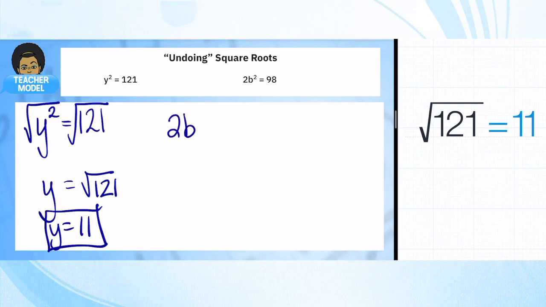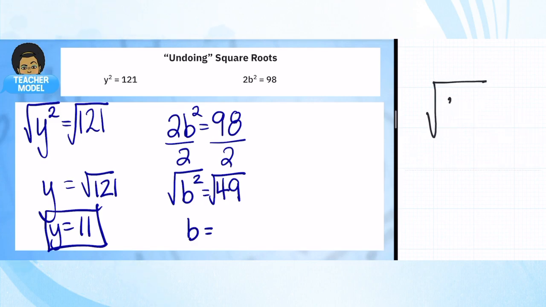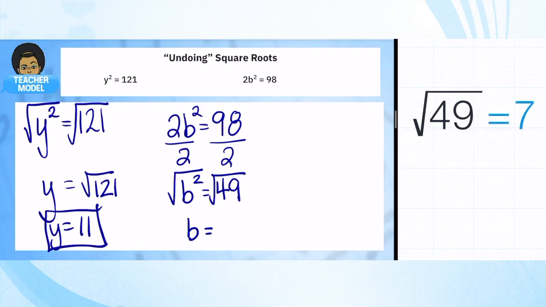And here you're going to notice there's a coefficient in front. So I cannot just go and do this automatically. Oh, no. I have to deal with the coefficient first. Okay, so I'm going to divide by 2 on both sides. And that gives me b squared is equal to 49. And now I'm going to use my square roots on both sides. So I just have b as the expression on the left, and the square root of 49, which you should know is 7. But if you're not sure, you can just use your calculator and you would get 7.